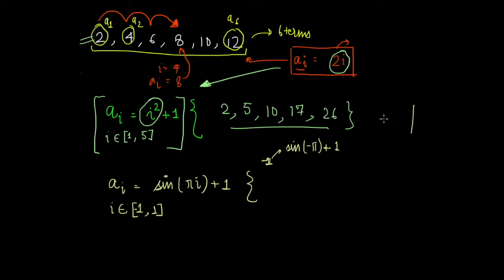If I remember correctly, the sine function goes something like this, and this is sine of x, and this is x right there, and we notice at minus pi and plus pi, sine actually takes a 0 value. So this gives you 0 plus 1, which is 1. That is the first term of the sequence. Then for sine of 0 times pi, plus 1, sine 0 is 0 again, and that makes 0 plus 1 to be 1 again.